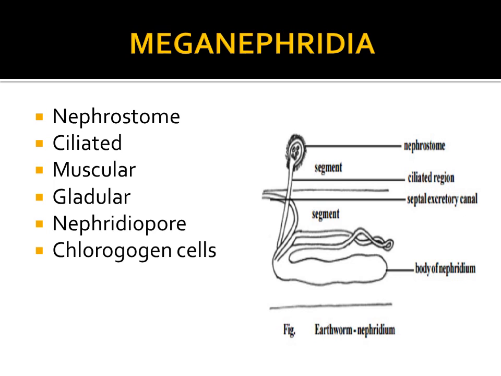Now, regarding the location, the nephrostome will be present in one segment and the tubules will be present in the next segment. Understood? For example, we said this nephridia commences from the 19th segment. If it is present in the 19th segment, the nephrostome will actually be in the 19th segment, and the rest of the tubules will be in the 20th segment. Understand?